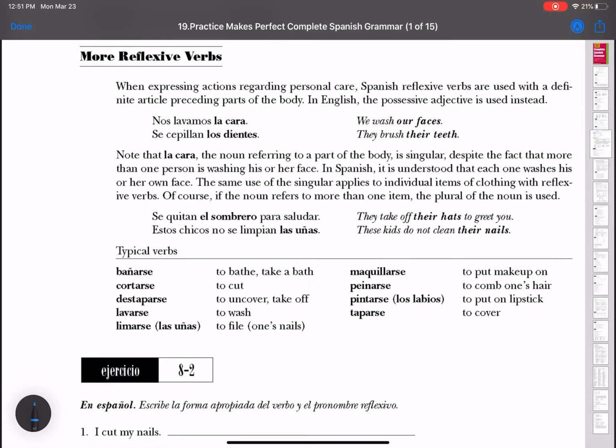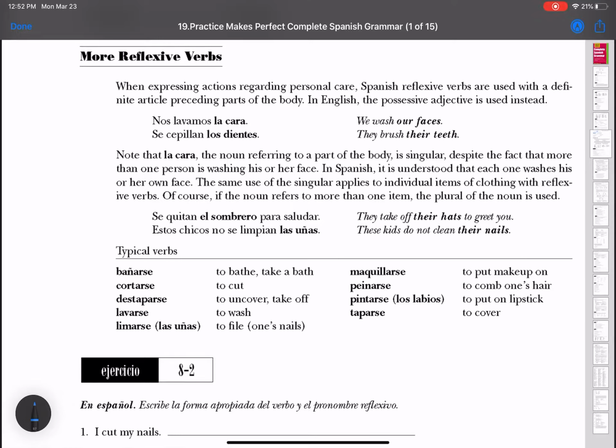More reflexive verbs. When expressing actions regarding personal care, Spanish reflexive verbs are used with a definite article preceding parts of the body. In English, the possessive adjective is used instead. So, in other words, in Spanish, you use reflexive, whereas in English, you're going to use your possession. It might sound weird, but it's really easy.